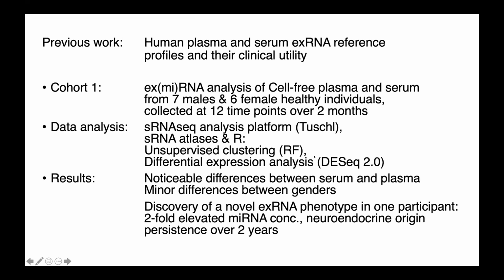In our previous results, we observed noticeable differences between serum and plasma, as well as minor differences between genders. Also, we discovered a novel extracellular RNA phenotype in one participant who had a twofold elevated microRNA concentration and overall a signature of likely neuroendocrine origin defined by microRNA 375. This phenotype persisted over 2 years.